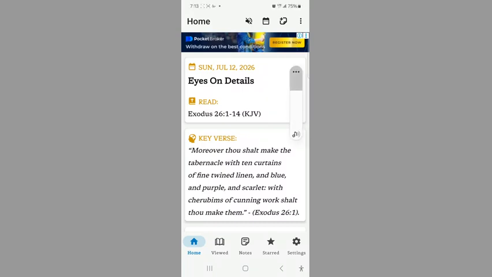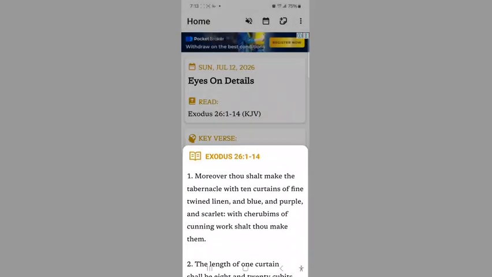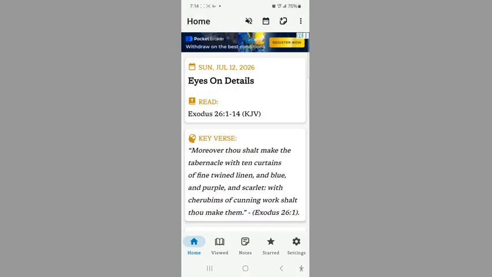2026. Topic: Eyes on Details. Bible text is found in Exodus 26 verse 1 to 14.